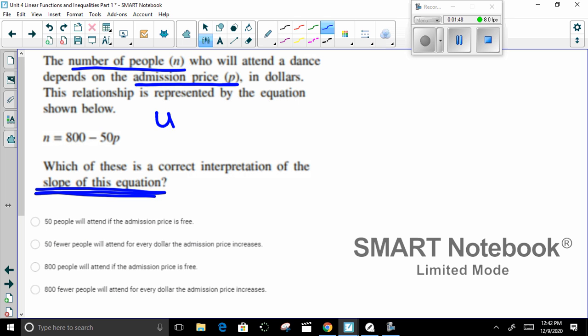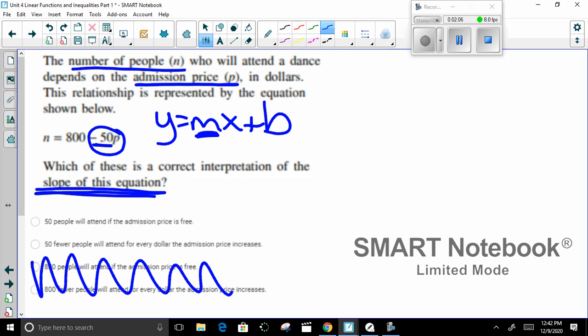Remember, usually your slope is your coefficient in front of your variable. Well, my coefficient in front of my variable here would be minus 50. So technically that 800 has nothing to do with the slope. So those two answers that have an 800, they're out of here. Let's look at the two that I have left. So always be smart about process of elimination when it's multiple choice.